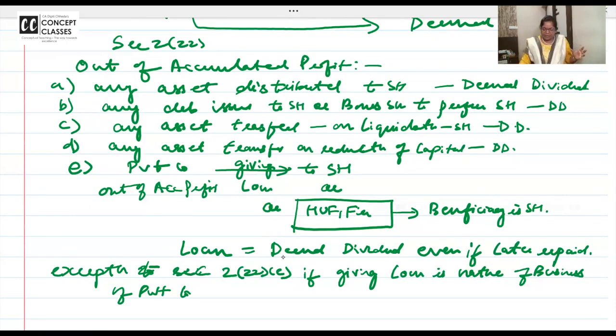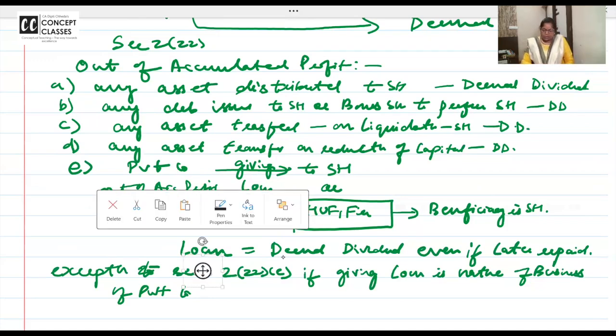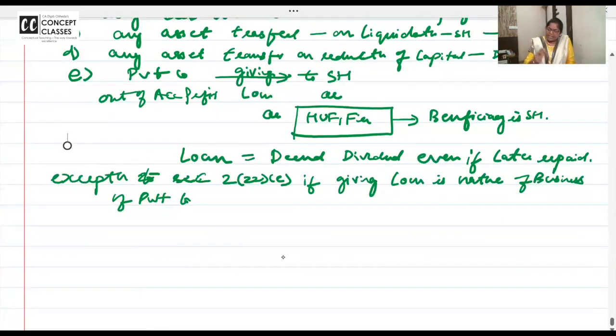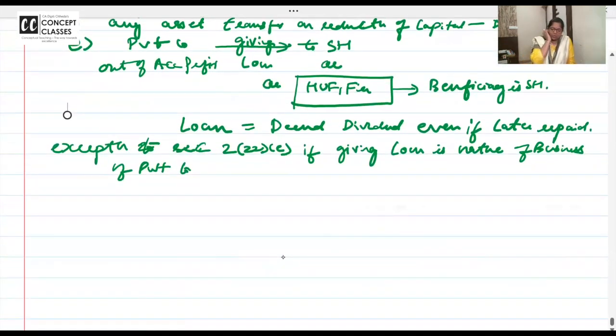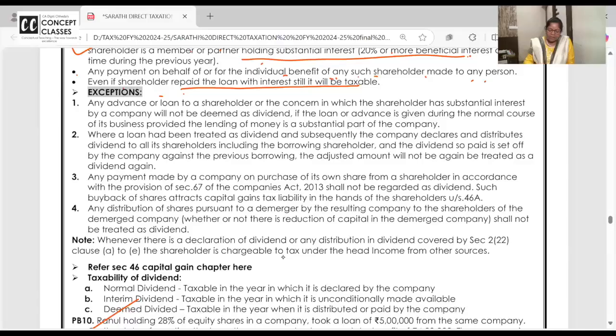Or if it is a private company giving loan to the shareholders, or giving loan to an HUF or a firm or a third party where the beneficiary is a shareholder, then this loan will be treated as deemed dividend even if it is repaid. I know it is a bit like law, but when I apply this and solve the question, it's going to be very easy. Check with me here.